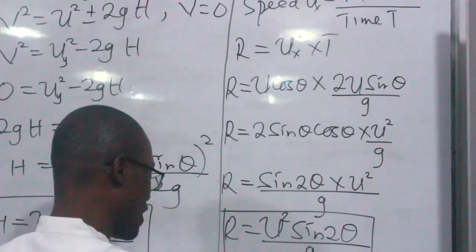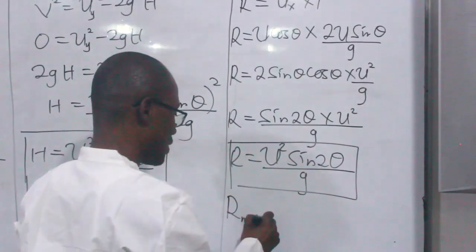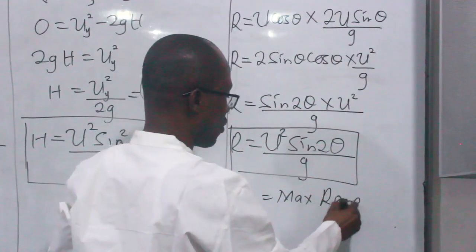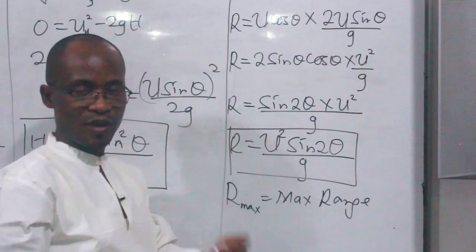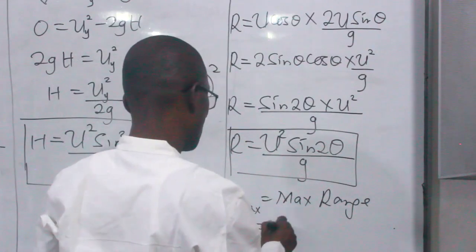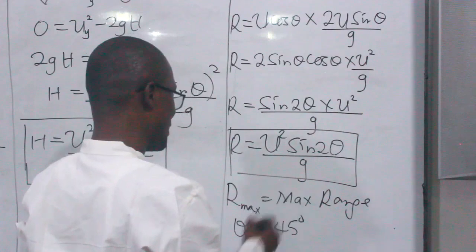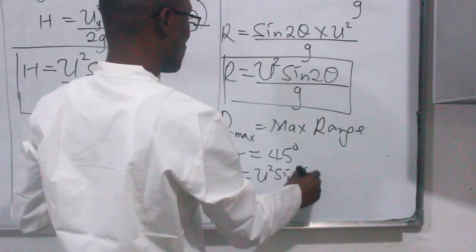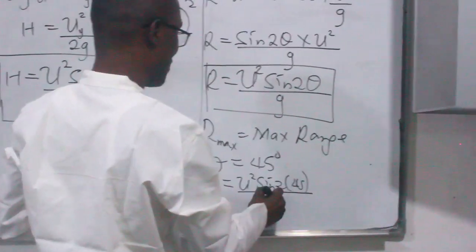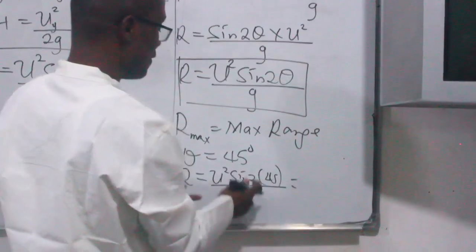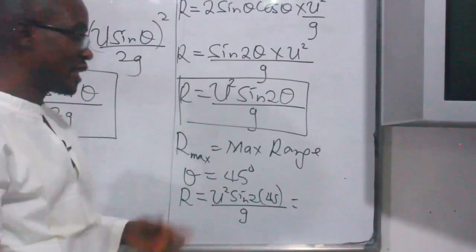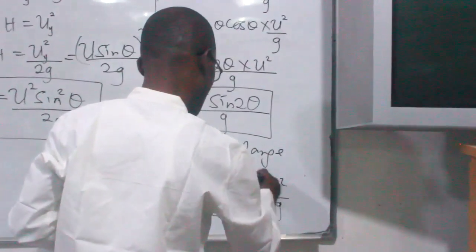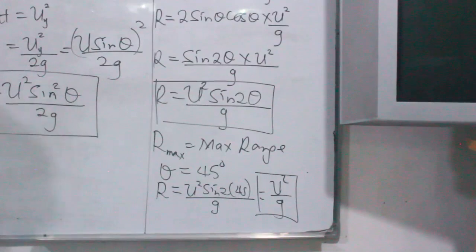But there's what you call the maximum range, Rmax. The maximum range occurs when the angle of projection to the horizontal is 45 degrees. Thus, when theta equals 45 degrees, you have R equals u squared sine 2 times 45 over g. You see, 2 times 45 is 90, and sine 90 is 1. At the end of the day, this will give you u squared over g. So this is an expression for the maximum range.